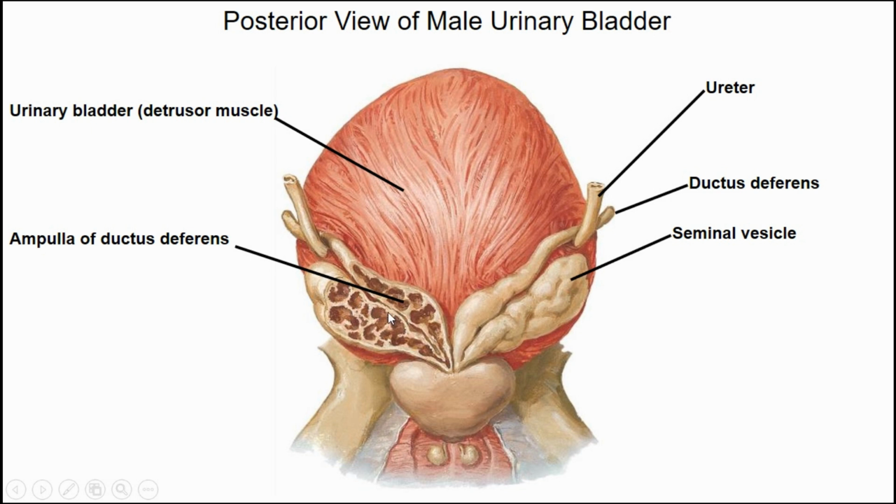And the base of the ampulla meets the seminal vesicle, which is secreting fluid right here, largely, I believe, fructose-rich fluid to get the sperm mobile, but my physiology is a little rusty, so if you hear something contradictory to that, go with what your other instructor says.